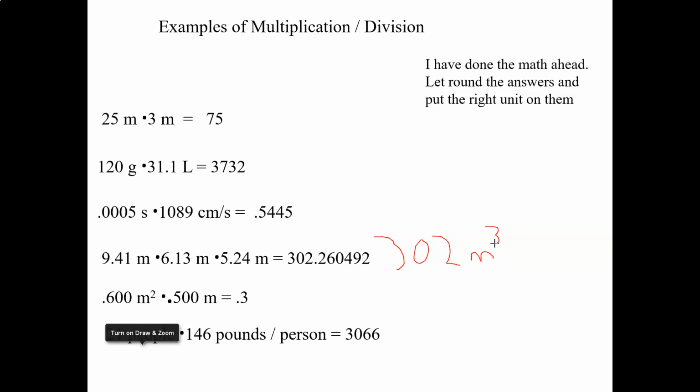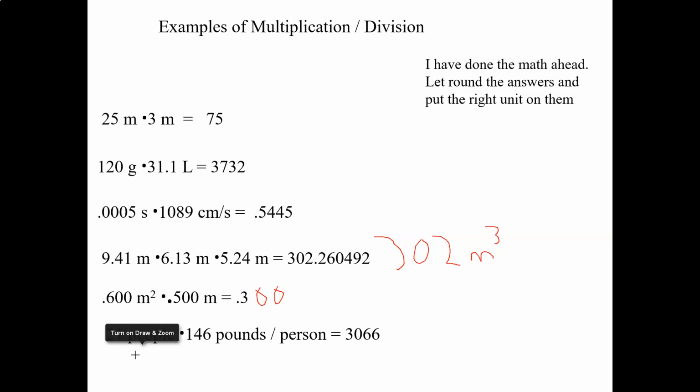The next one, I've got 0.600. That has 3 sig figs, and so does 0.500. So my answer should have 3 sig figs. So what do I do to give that number 3 sig figs? I put a 0 and a 0, so 0.300 would be my correct answer.